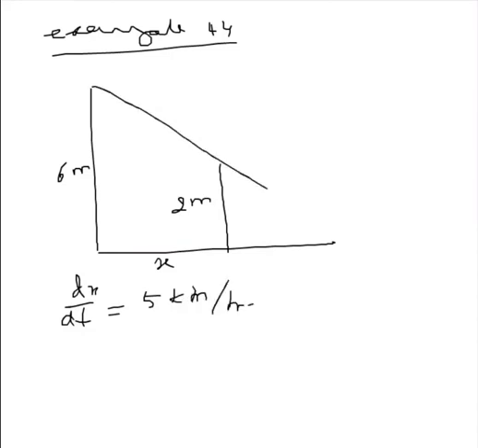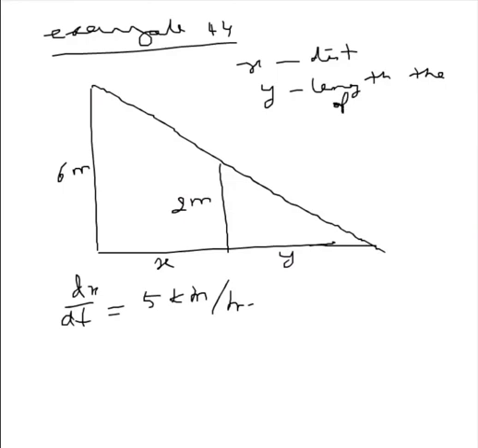Okay, the length of the shadow will change as he moves. So this is his shadow. Let the length of the shadow be y. At the beginning you have to write what is x and what is y. x is the distance between the man and the lamp post, and y is the length of the shadow. Whatever variable you are using, you have to define it. Length of the shadow.